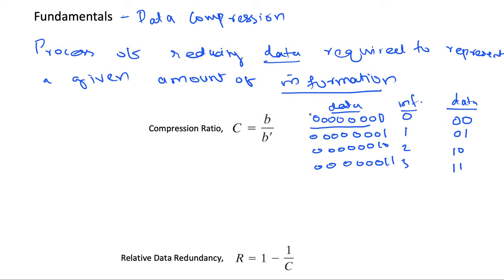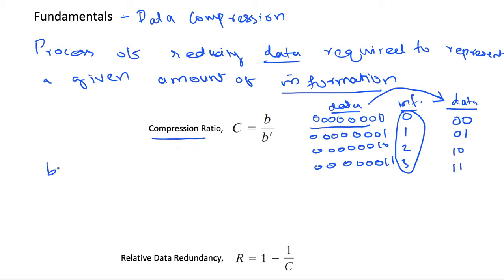So actually what I'm doing is storing the same information using two different kinds of data representation. In terms of compression, I can compress this data into this form, which reduces the amount of data required to store this information. One term commonly used to measure the effectiveness of data compression is the compression ratio.